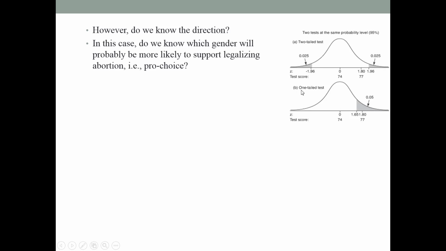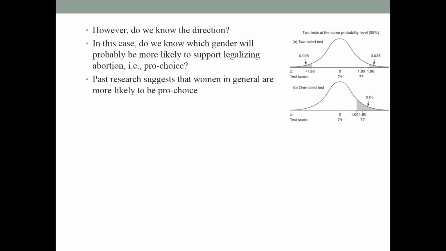It has to be really different in order to enter this area. It's different from one tail. Suppose we already know, suppose men are in this direction. We assume men are in this direction already. We don't even consider this direction. Then we can put all the 5% right here. And this becomes more lenient. The mean doesn't have to be so way different in order for us to say they are significant. Yeah. So this is a one-tail test versus a two-tail test.